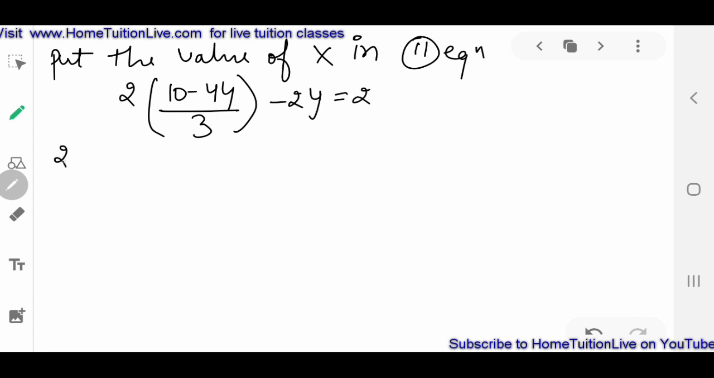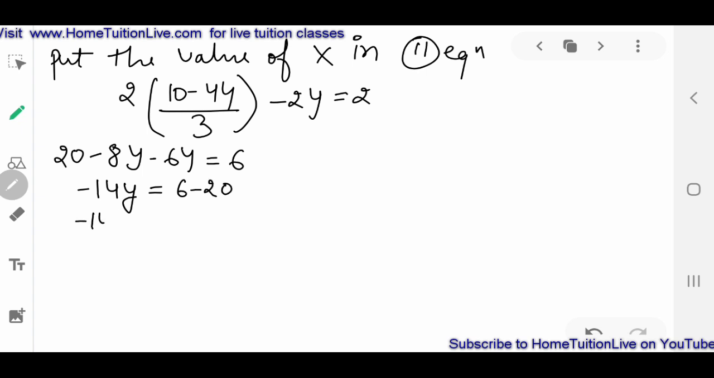Now solve this. 20 minus 8y minus 6y equals 6. Now 8 plus 6 is 14, so minus 14y. 6 minus 20 gives minus 14y equals minus 14. Now y is equal to 1.